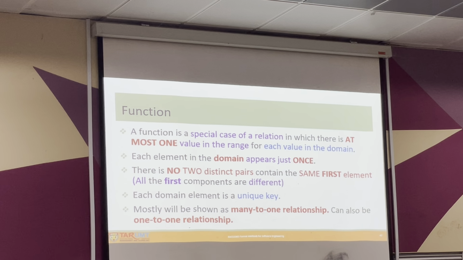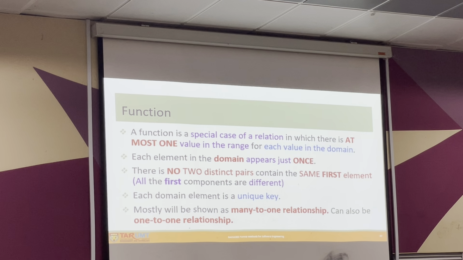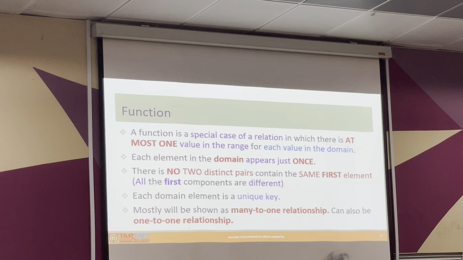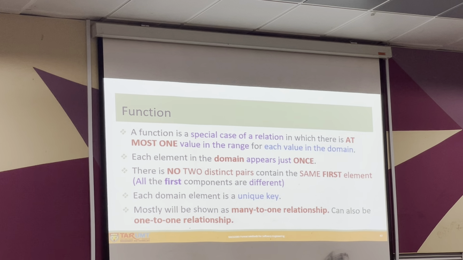This is what we call a many-to-one relationship. Many-to-one means, let's say, staff A has phone number A, staff B has phone number A, and staff C has phone number B, for example. So this is what we call a many-to-one relationship: many means staff A and staff B share one phone number.